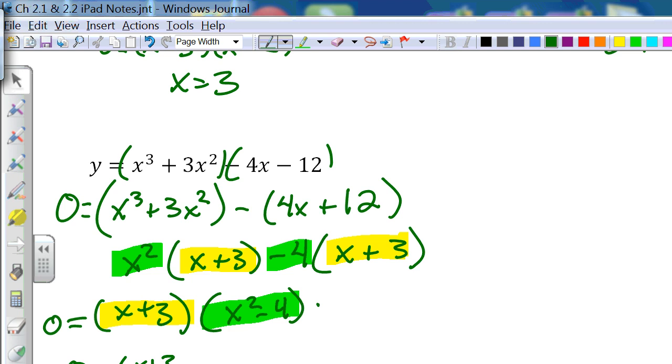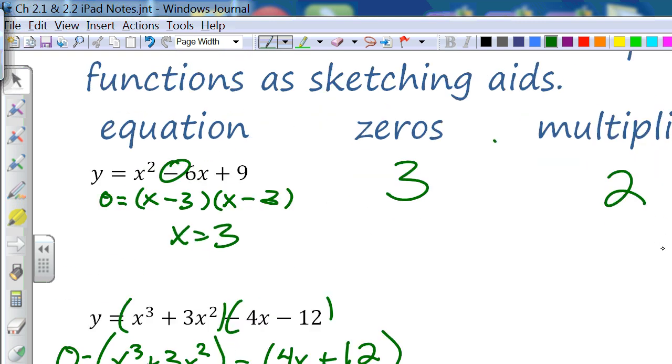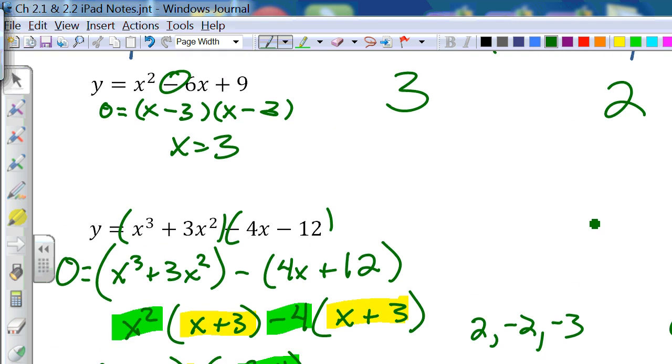Now the x squared minus 4 is actually a difference of squares, so I have x minus 2 and x plus 2. So I now have 3 zeros, 2, minus 2 and minus 3. Each of them has a multiplicity of 1. And then, what was my other column title here? Terms. This was an x cubed, so I'm going to have 3 terms.